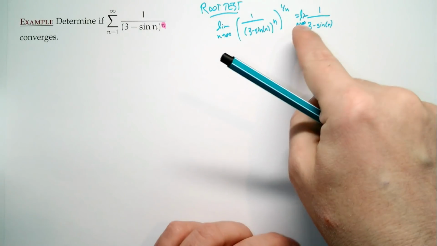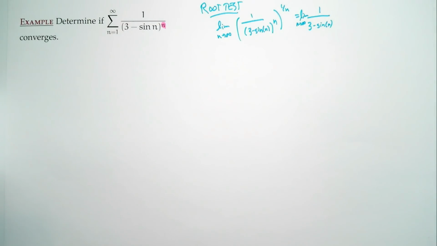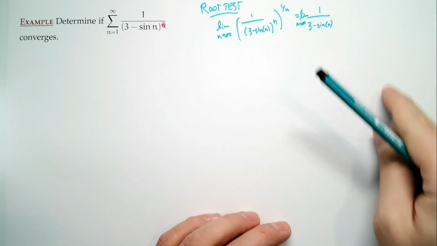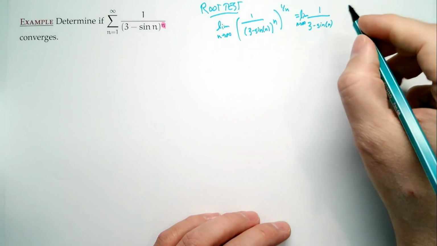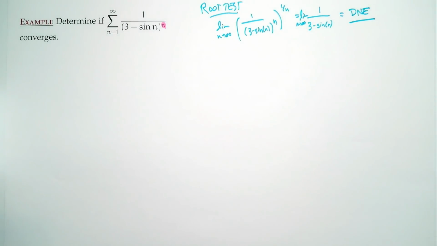Now, what happens as n goes to infinity to 3 minus sine of n? What does it do? The problem is that sine of n doesn't settle down. It moves up and moves down. So 3 minus sine of n, it's not going to a fixed number, it's moving around. So this limit, it doesn't exist. Now, what does that say about the root test? Well, it really says that the root test is out because we have to have a limit for the root test in order to apply the root test. There is no limit here.